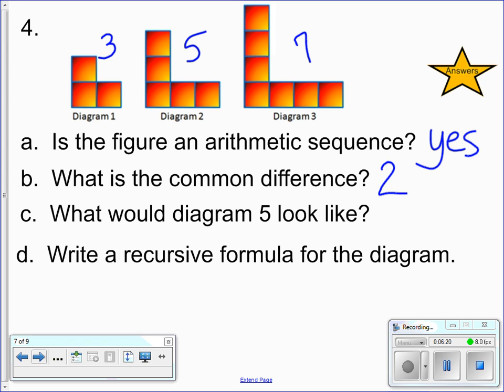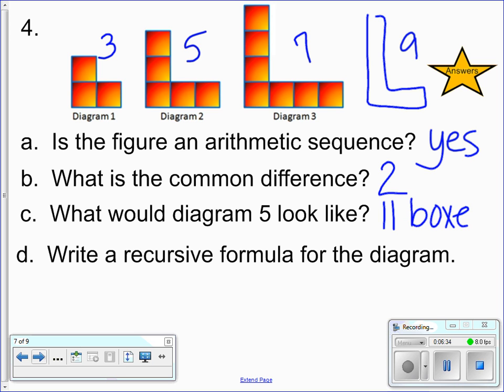What would the 5th diagram look like? Well, the 4th one would have 9 boxes. So the 5th one would have 11 boxes. Write a recursive formula for the diagram. All right, I have a sub n equals a sub n minus 1 plus 2, and my common difference is 2.